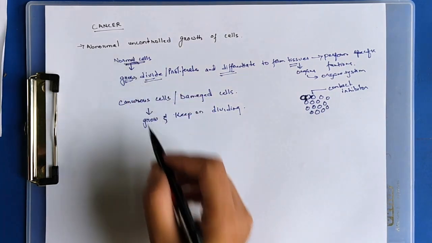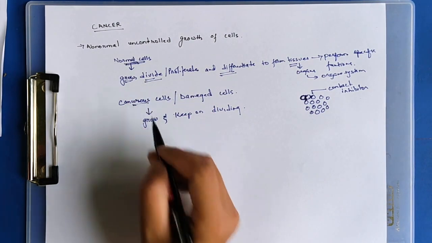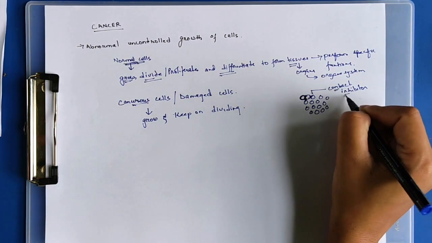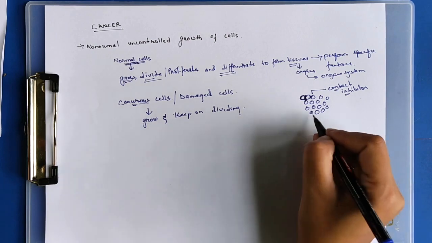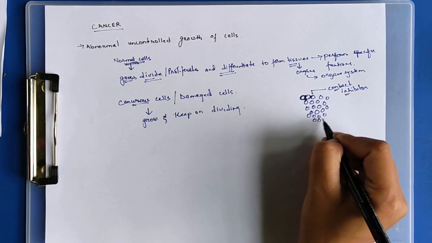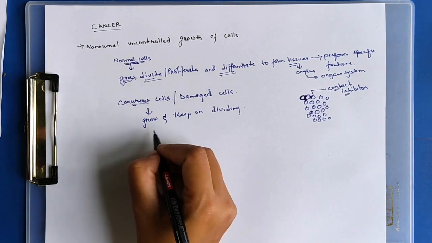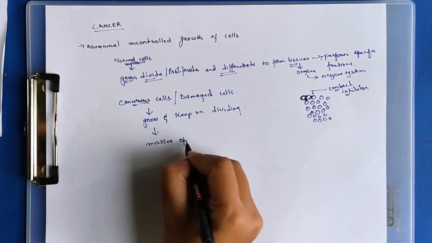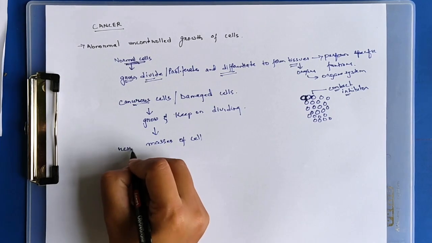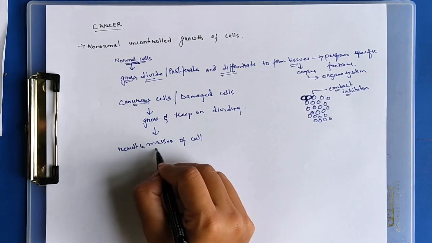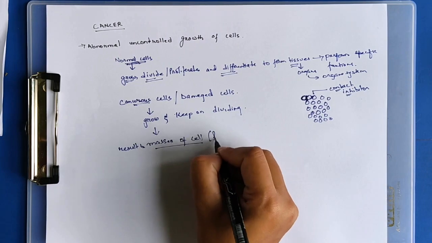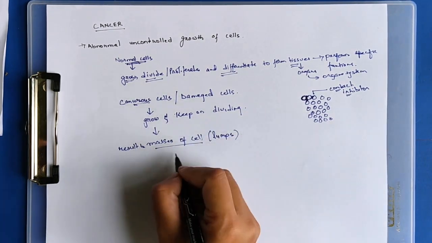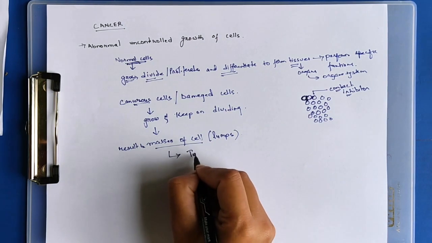When these normal cells get transformed into cancerous cells, they do not show this property of contact inhibition. They will just keep on dividing. It will result in masses of cells. Masses of cells will appear as lumps. They are called tumors.